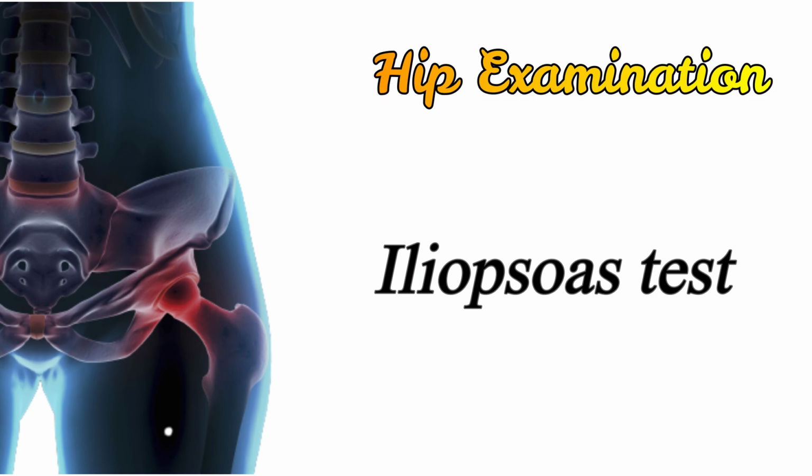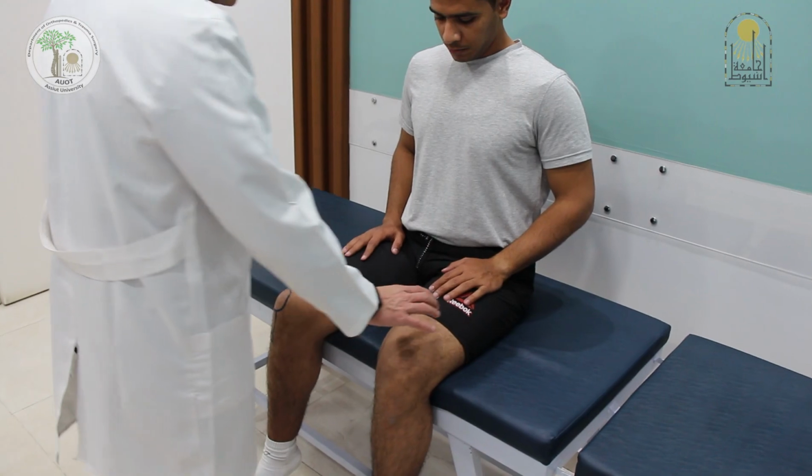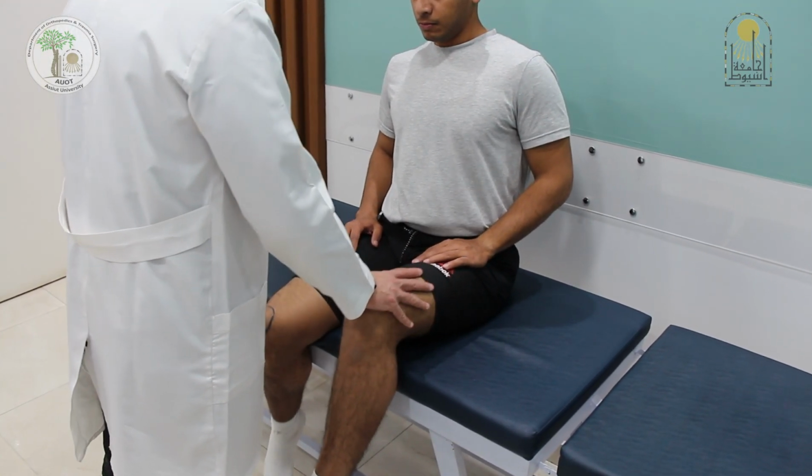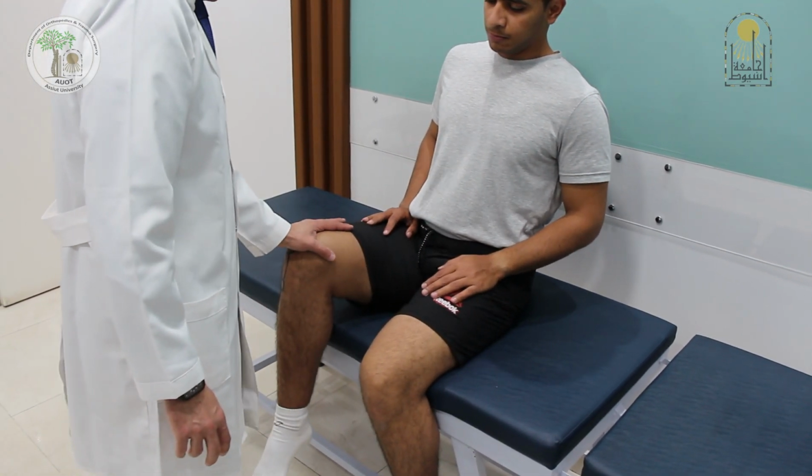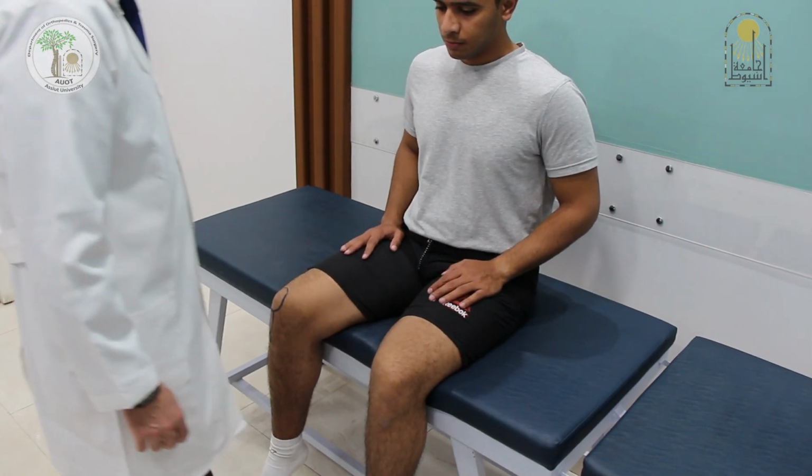The iliopsoas test is performed in the seated position, and the patient tries to lift his hip up while resistance is applied by the examiner. This will elicit pain at the hip area.